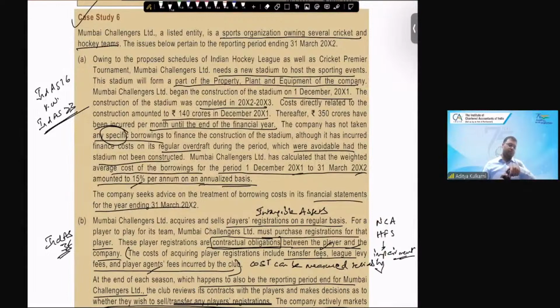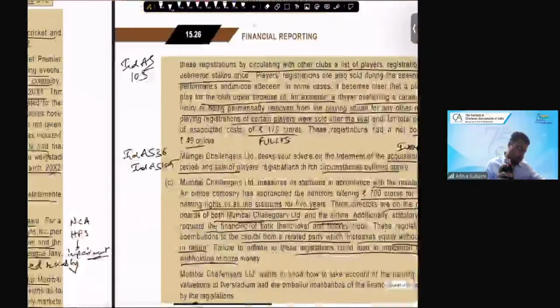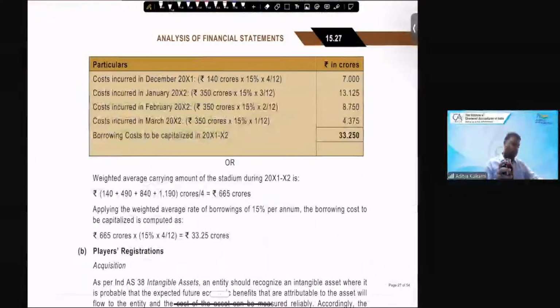So from December to March. Okay. December, you incurred 140 crores. 15%. Incurred till December. Okay. All right.